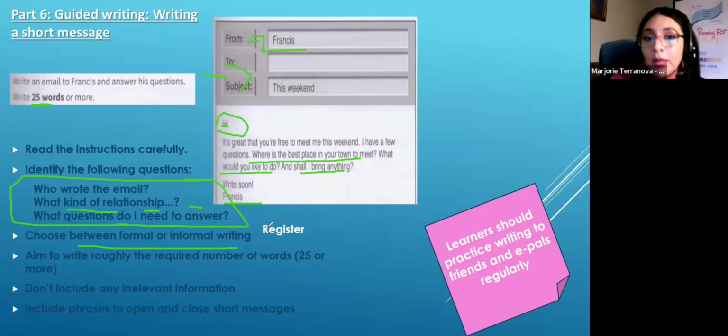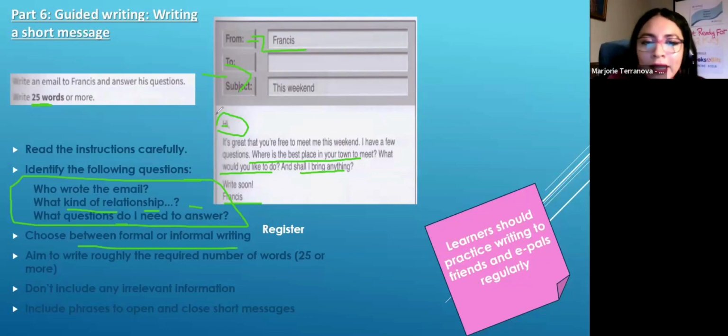Where? The place. What would you like to do? Think about a variety of activities. You would like to visit touristic places, you would like to go to the park, etc. And what shall I bring? Well, maybe because of the weather in Quito right now, it's raining. You should bring an umbrella, or you should bring your rain boots.